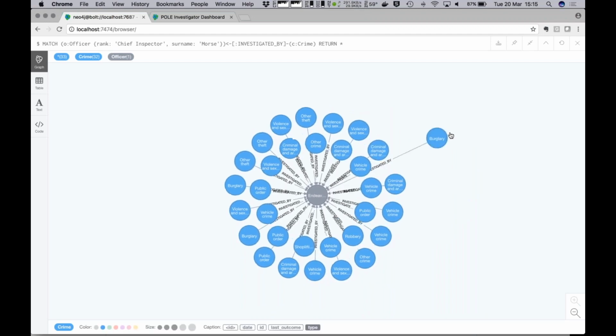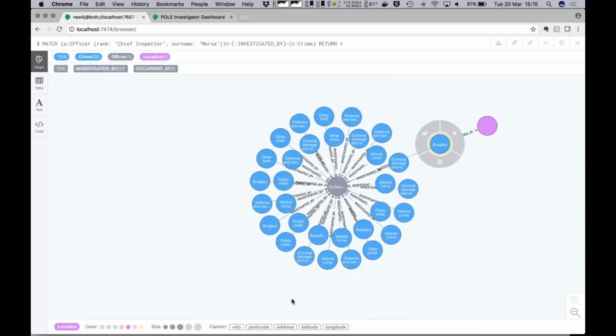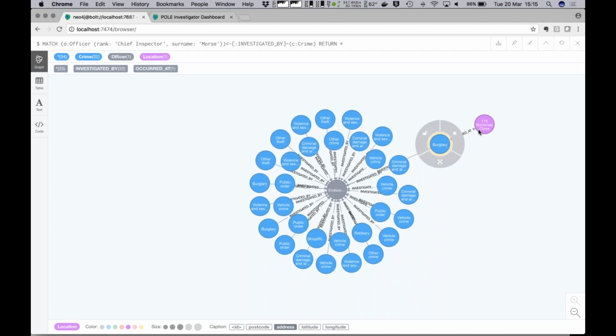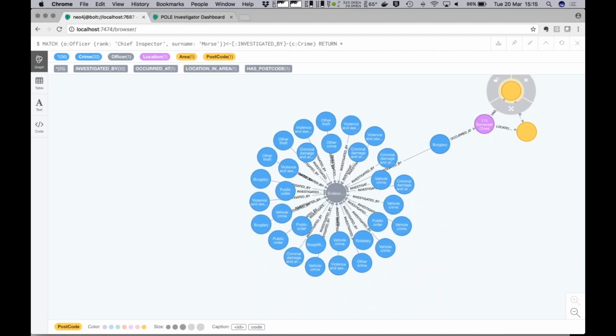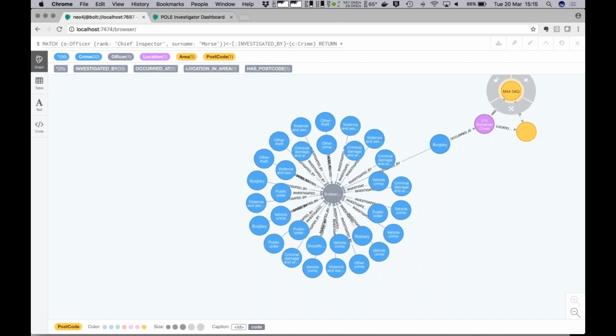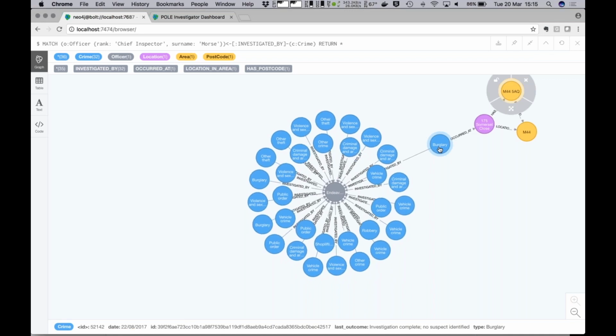So here's a burglary that's being investigated. That burglary took place at 175 Somerset Close. There don't seem to be any people who are associated with that crime yet. So if you see at the very bottom of my browser, as I hover over that burglary, we can see that the last outcome was investigation complete and no suspect was identified. So unfortunately, Inspector Morse was not able to solve that burglary and the culprit remains at large.